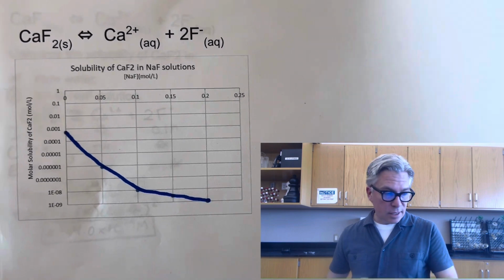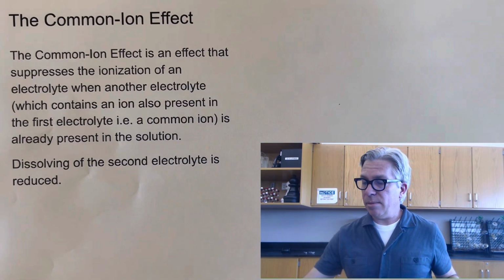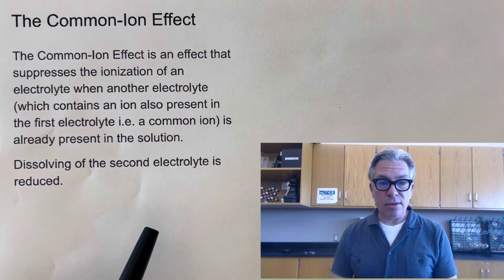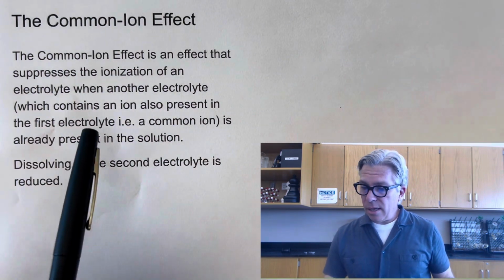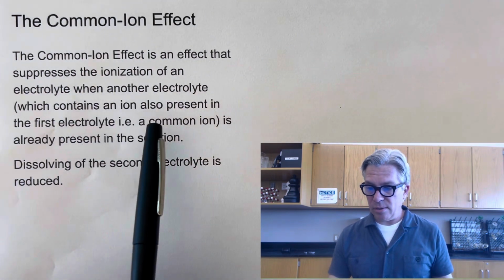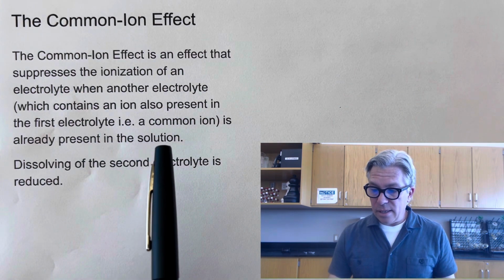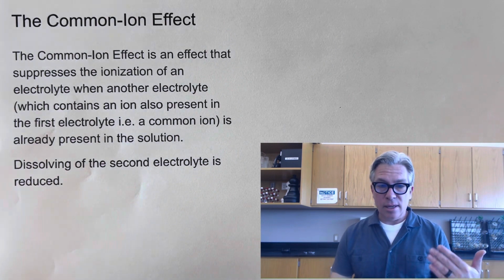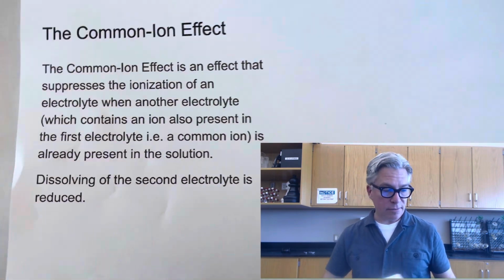So this is all evidence of the first factor that affects solubility, and that is the common ion effect. This is a repeat slide from a previous video. If you want to check out the common ion effect video, feel free to go there and then come back. The common ion effect suppresses the ionization of an electrolyte when another electrolyte containing an ion also present in the first electrolyte, i.e. a common ion, is already present in the solution. The dissolving of the new thing is hindered and reduced. And we saw that by the calculation and the graph. So that's the first one.